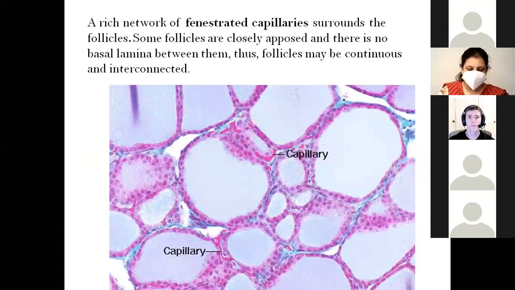Over here you can see a rich network of fenestrated capillaries surround the follicles. Some follicles are closely opposed and there is no basal lamina between them. Thus, follicles may be continuous and intermittent. Like over here, you can see that between these follicles, you can see different small capillaries present.